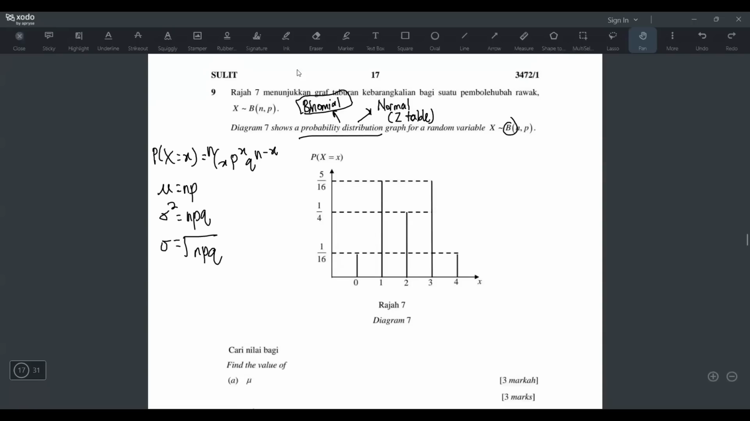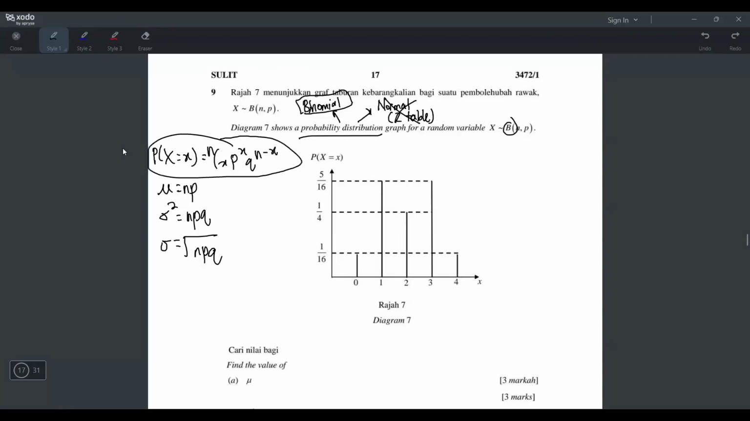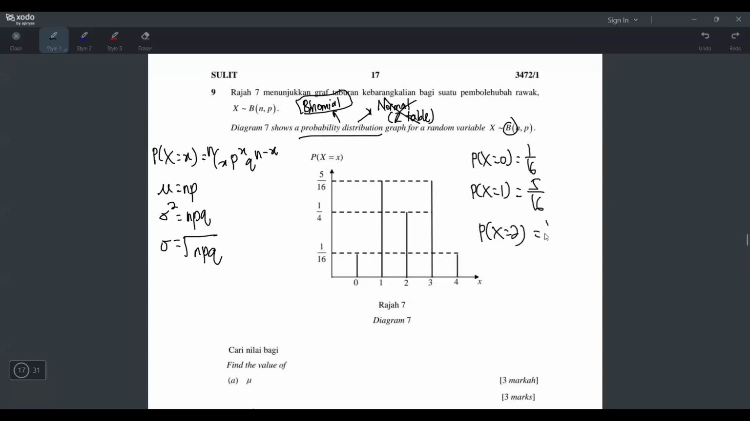So this question is not a normal distribution. But they give us some graph here, and what this means? It means the probability for x equals 0 is 1 over 16. It means we don't have to calculate using this formula. They already give us. So P(X = 0), I'll just write it down, equals 1 over 16. And then P(X = 1), the probability for 1 is 5 over 16. That's what it means. And then probability for P(X = 2), what is it? 1 over 4.